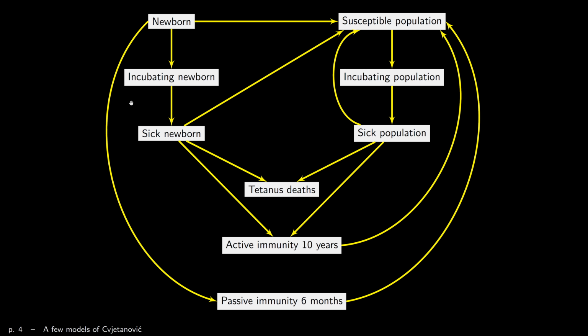Then the newborns also can have some passive immunity if it's transmitted by the mother. And that passive immunity doesn't last very long. It lasts about 6 months, and after that, you go back into the susceptible population. So as I said, in the next lecture, I will show you the model. I didn't think it was worth spending the time explaining that type of model here.